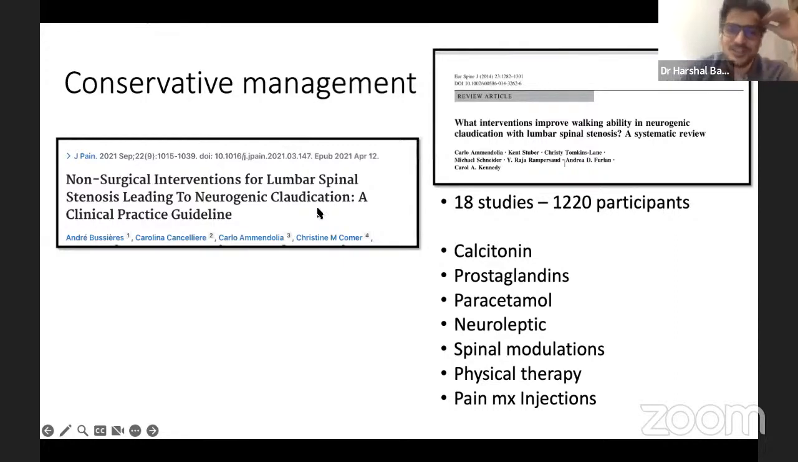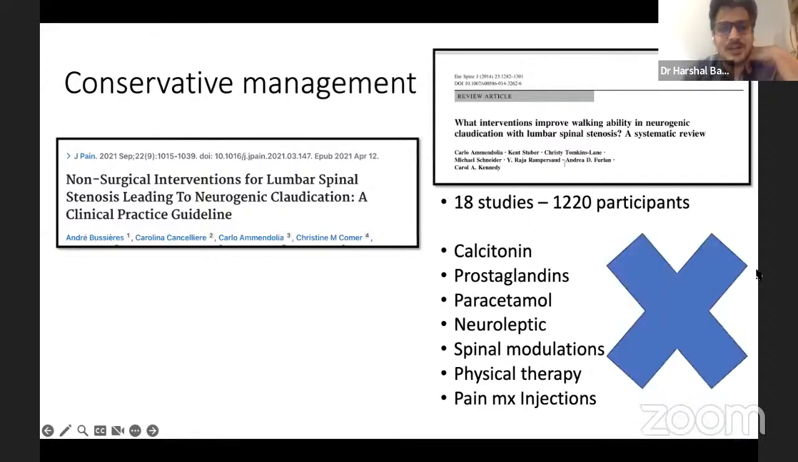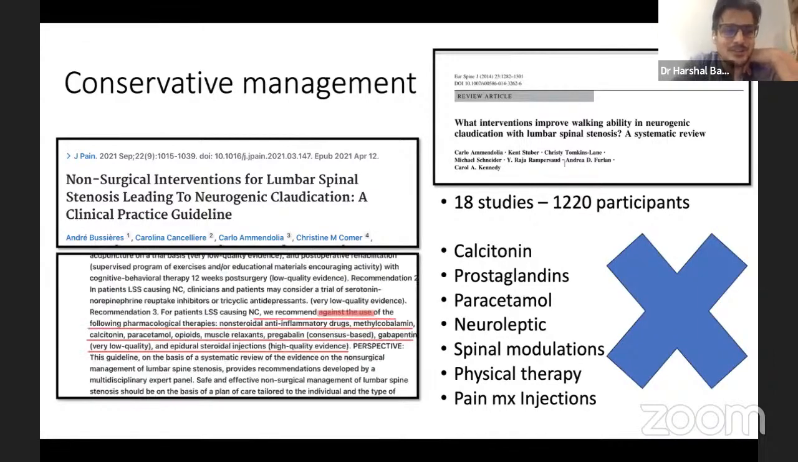But if you see the literature, there are many papers, I'm just quoting a couple of them, and a lot of conservative principles are laid down, but everything is a no. There's no recommendation for almost everything we know as conservative treatment. Everything recommends against the use of pharmacotherapies, as Dr. Priyank rightly said. There's no conservative management for LCS. So no pregabalins, no muscle relaxants, no epidural injections. There's very good quality evidence against it.